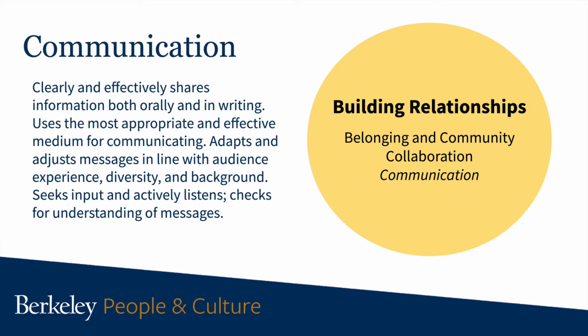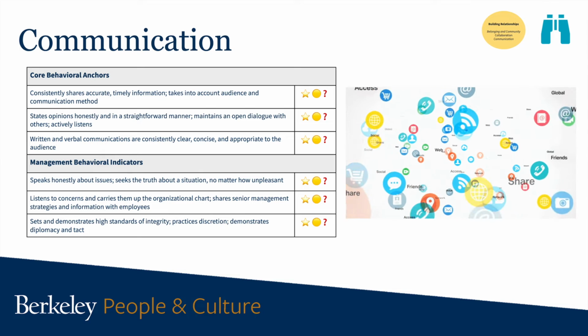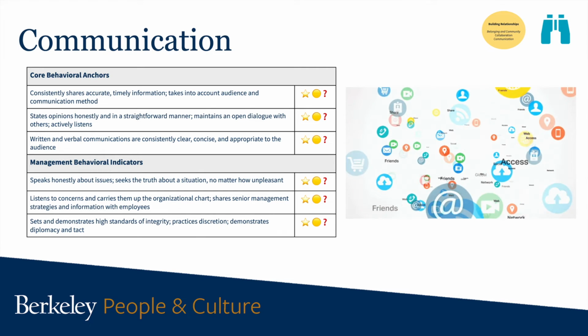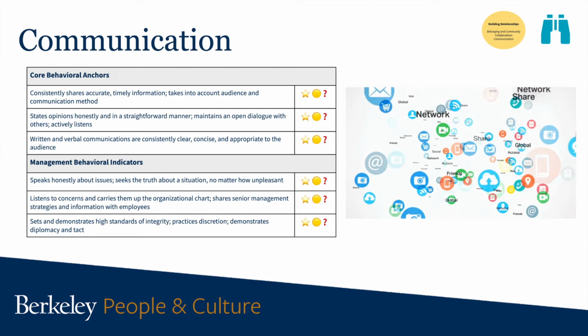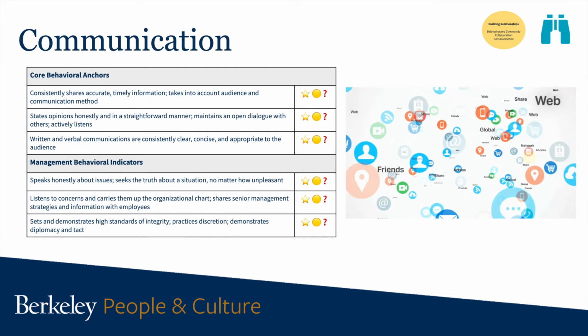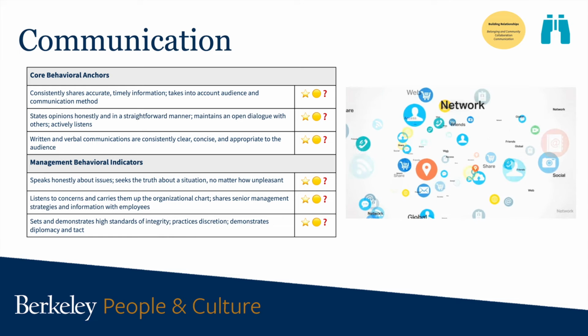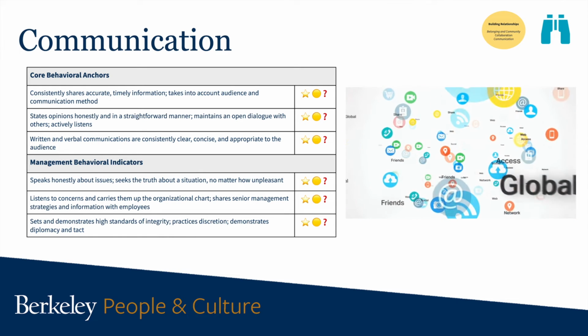Someone who adapts and adjusts messages in line with audience experience, diversity, and background, seeks input, and actively listens, checks for understanding of messages. Okay, so with the definition as your framework, let's think about how you can demonstrate your effectiveness in communication. Consistent sharing of accurate and timely information, also paying attention to your audience and communication method. When you state your opinions honestly and in a straightforward manner, maintain open dialogue with others and actively listen. Your written and verbal communications are consistently clear, concise, and appropriate to the audience.